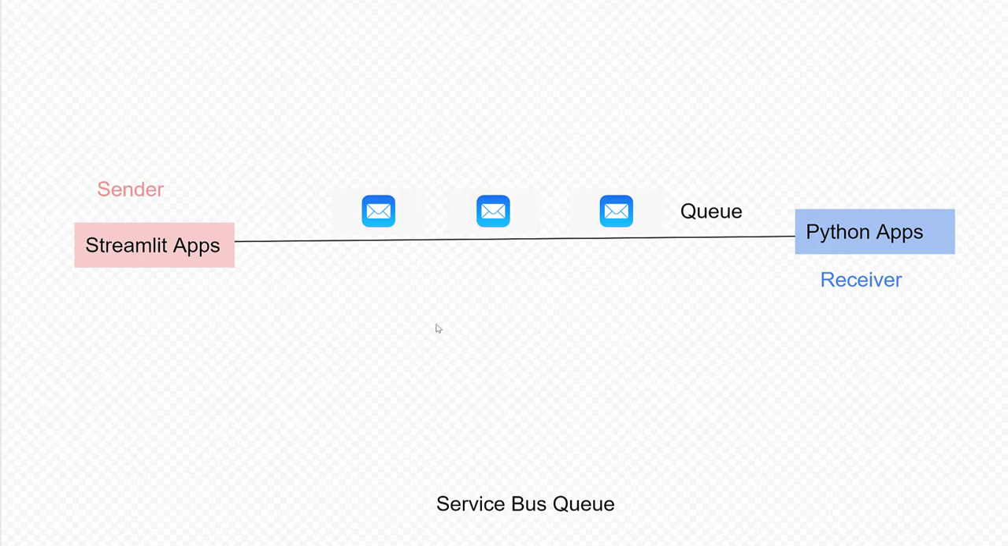So let's talk quickly about the queue. The queue in Azure is a very simple queue. It is a first in, first out queue. You put the messages, and the other app which is listening, the receiver on the queue, can get those messages. Now these queues are very durable.